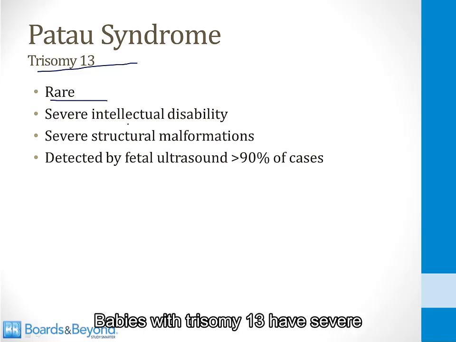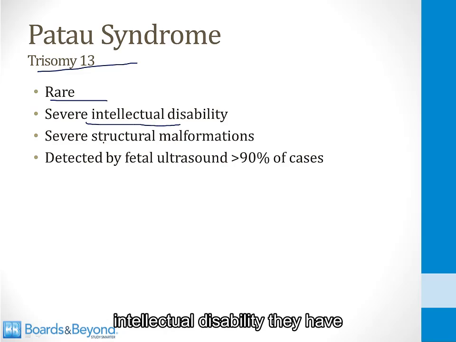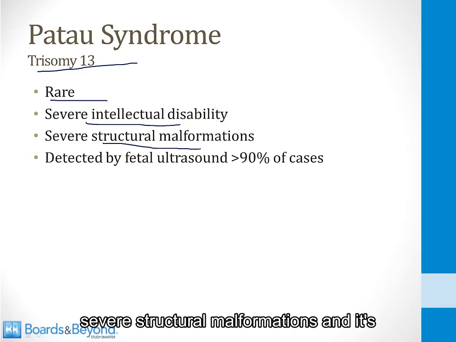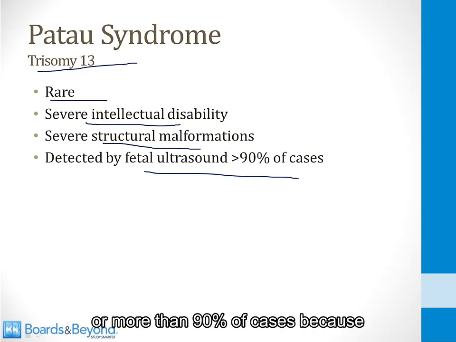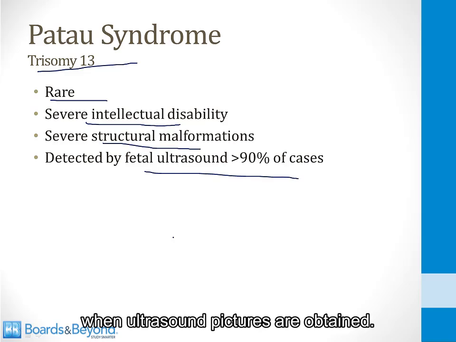Babies with trisomy 13 have severe intellectual disability, they have severe structural malformations, and it's usually detected by fetal ultrasound in more than 90% of cases because the babies are so abnormal when ultrasound pictures are obtained.